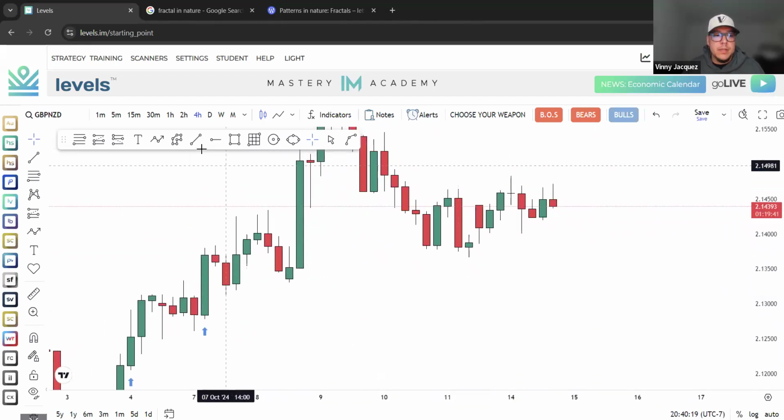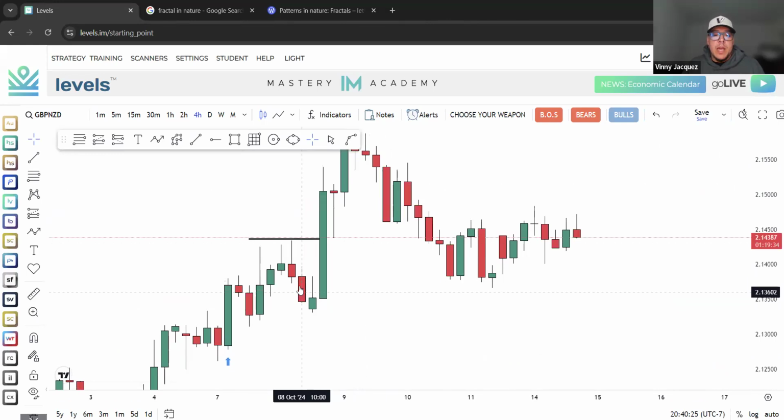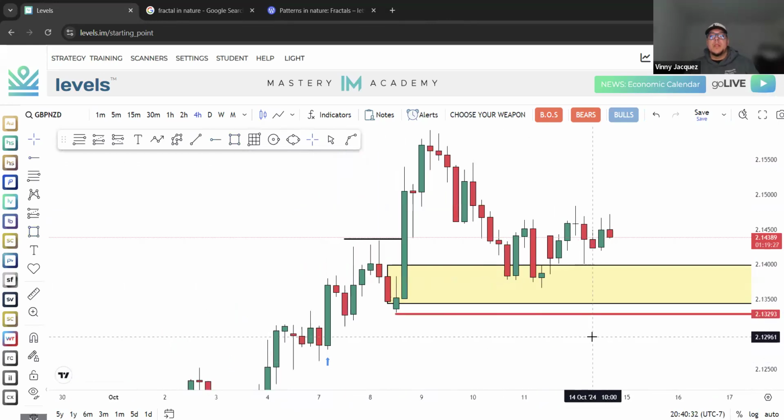Right, so look at that. Check me out, guys. We have a break of structure here. One candle rally breakout on the 4-hour. We have a starting point here. Now, this is my stop loss. Now look at this, guys.